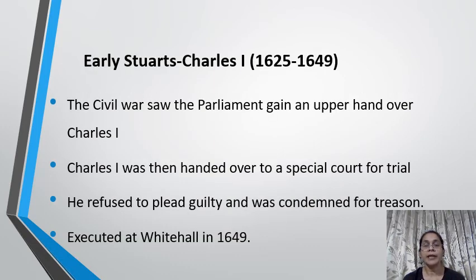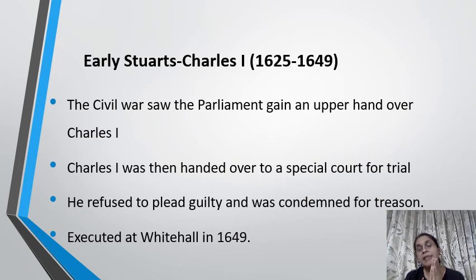Now, in this civil war, basically, the parliament gained an upper hand over Charles I because Charles I tried to use this civil war in order to win back certain members of the parliament onto his side. So there was a rift that was created in the parliament, and there was a kind of civil war that broke out against the king. And in this civil war, as I said, the parliament was able to gain an upper hand over Charles I.